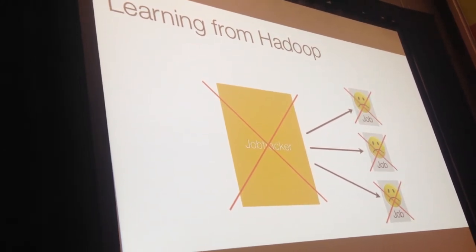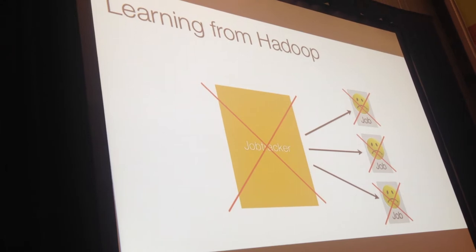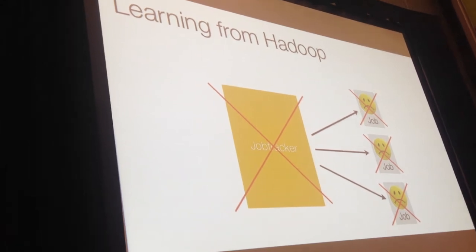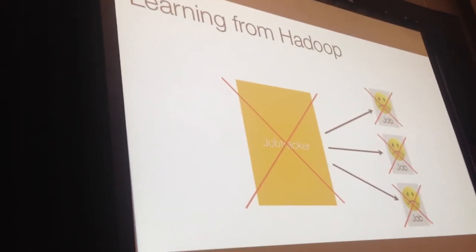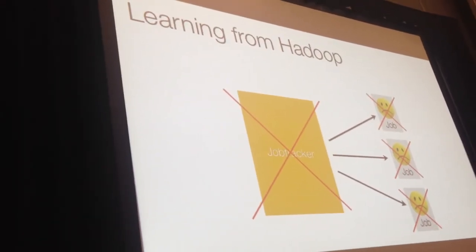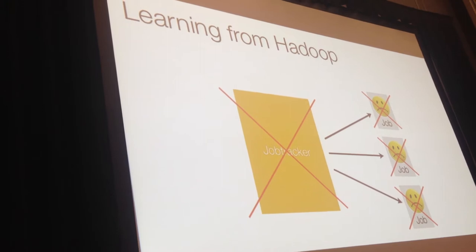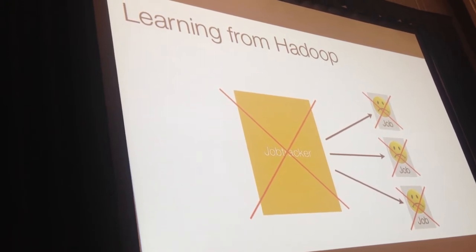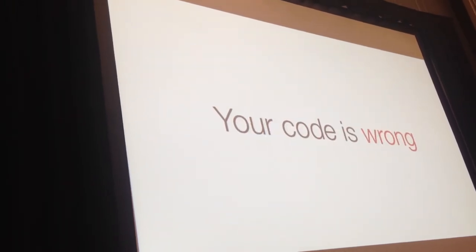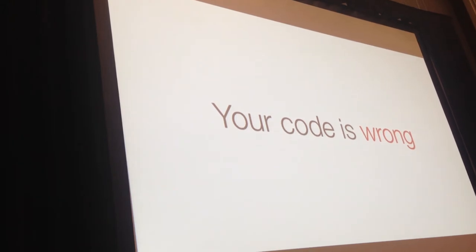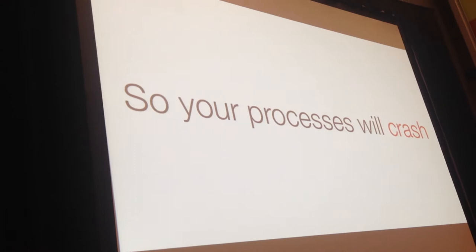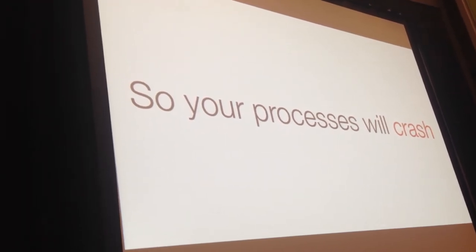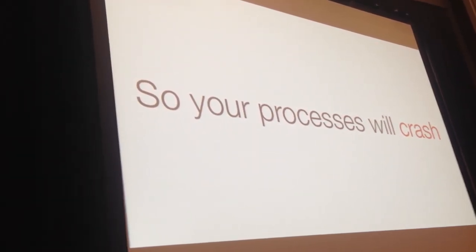Now, there were all sorts of things that could cause a job tracker to crash. I remember there was one thing that was particularly aggravating, which is when you submitted a job with too big of a job configuration, the job tracker would have an out-of-memory exception and then crash and bring down the entire cluster. But we've already established that your code is wrong. So it's unreasonable to think that your processes will run forever. They will crash. There is some bug in there that will cause them to crash under certain conditions.